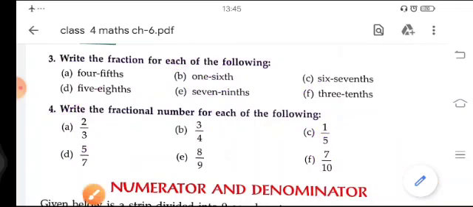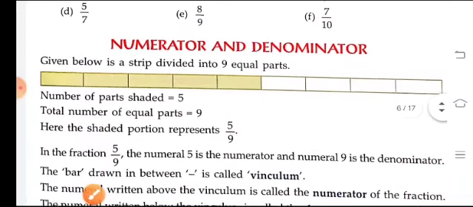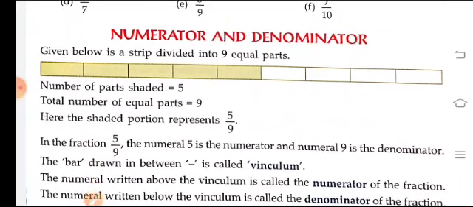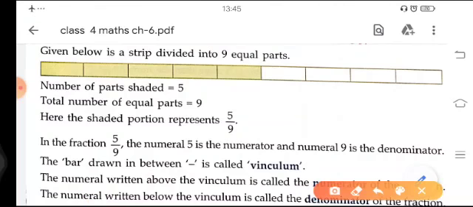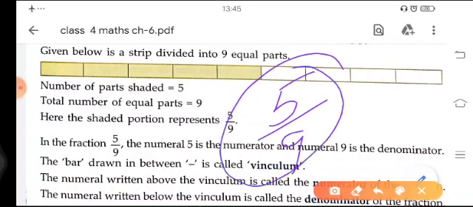Okay. Now we will move to the next topic, that is numerator and denominator. Okay. So first you have to understand what numerator and denominator are. See students, what I told you, when we write such kind of numbers by using a bar, then that is known as a fraction. 1 upon 2, 1 upon 4, 2 upon 3, 1/3, 2/3, right?